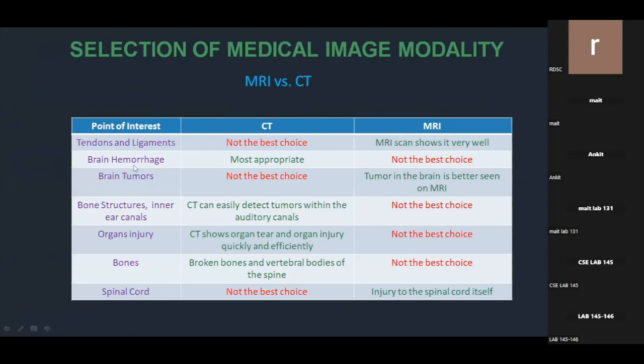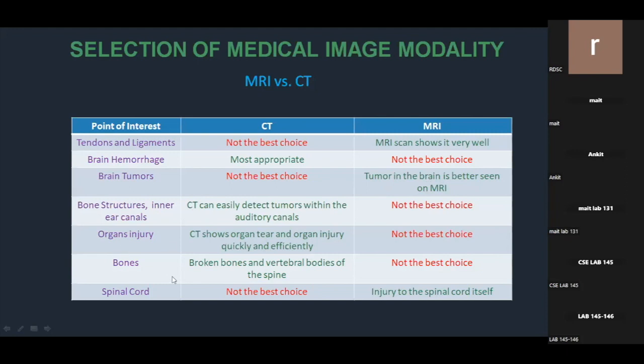So, like the tendons and ligaments, if we have a point of interest in the ligaments part, then definitely MRI shows very good results in the form of data, while CT is not the best choice. For brain hemorrhages, CT is the most appropriate one, while MRI does not give good information. Brain tumors, again, MRI is good. Bone structures, CT. Organ injuries, CT.